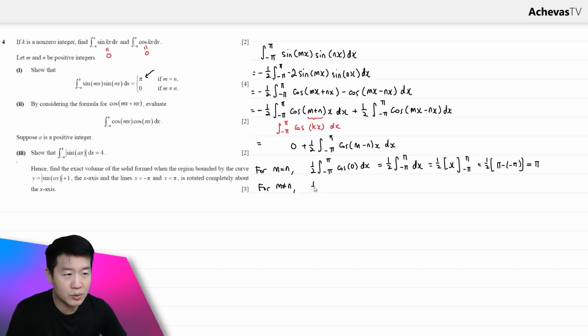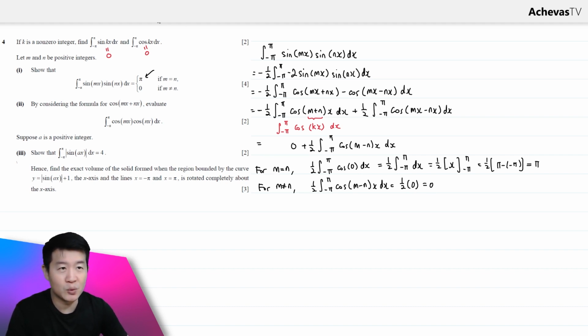If m is not equal to n, then this is like minus pi to pi. We have a cosine of (m minus n)x dx, which is like kx again. Because m is not n, that means m minus n is going to be a non-zero integer. So this is going to be half of this. Using this result over here, this is going to be equal to 0. So I'm going to be getting a 0.